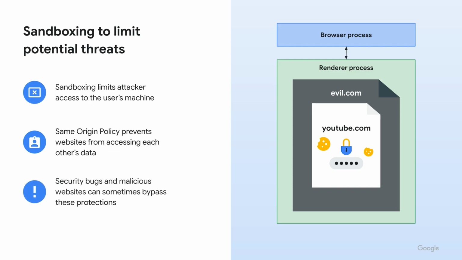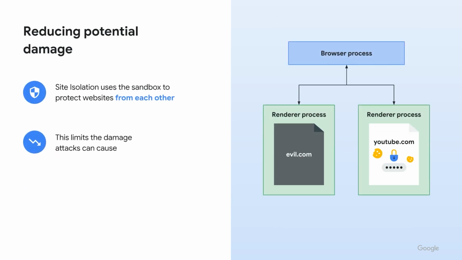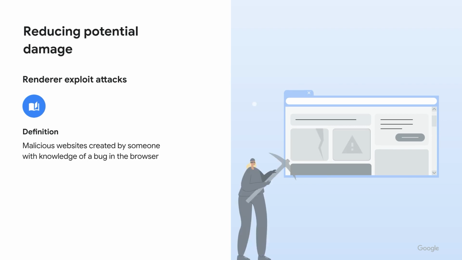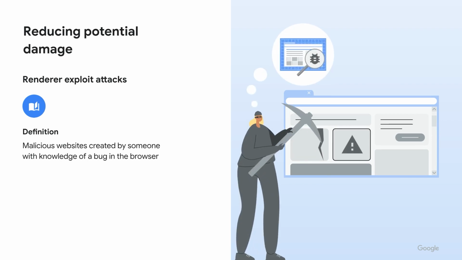However, sometimes security bugs are found in this code, and malicious websites might try to bypass these rules to attack other websites. Site isolation limits the damage that an attack can cause when such security bugs are found. Site isolation was developed to provide protection against two powerful types of attack.